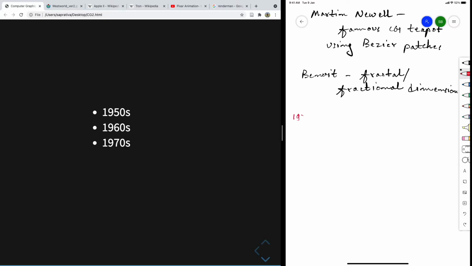Then in 1976, a person named James Blinn developed an environment mapping and bump mapping.